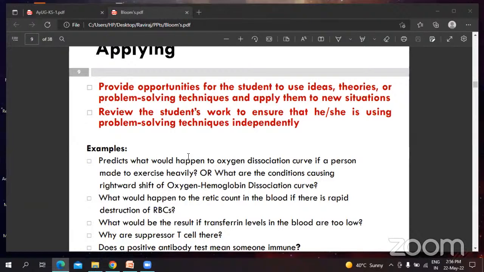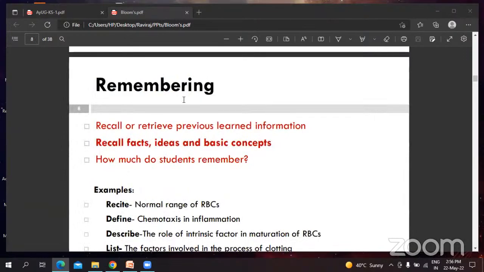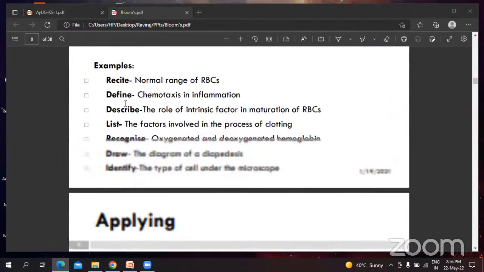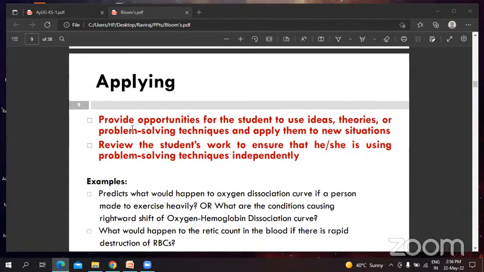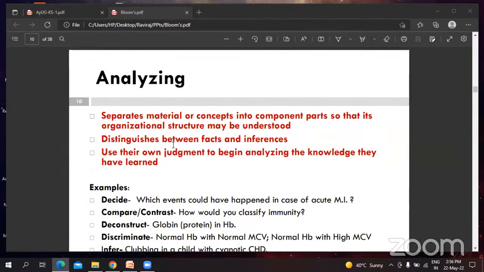So this is how we will be applying the knowledge that we learned when we were at the first level of the domain. And this first level of the domain is remembering. And this remembering is further extended to what? Applying. So I hope that all students have understood what is there in the first two domains, or first two levels of the cognitive domain.